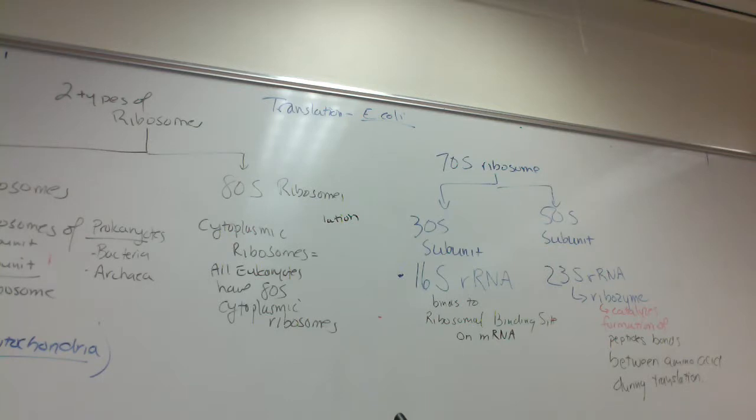So it's just a bacterial ribosome. The 16S ribosomal RNA of the small subunit is going to bind the ribosomal binding site. And then it's the 23S ribosomal RNA of the large subunit that's going to act as a ribozyme and catalyze formation of the peptide bond during translation.